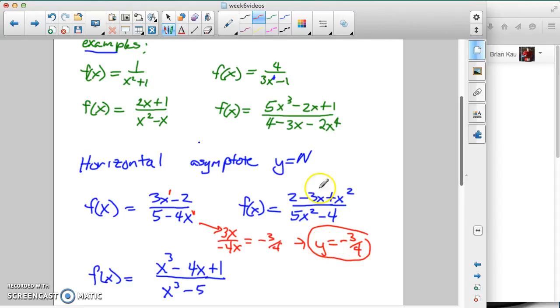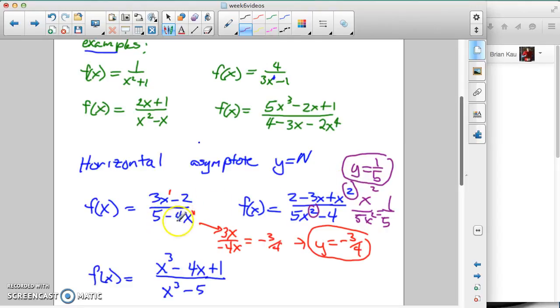Alright, now on my second example right here, our powers are 2. There's a squared here and a square here. So we would divide those two terms, x squared over 5x squared. And that reduces down to 1/5. So my asymptote there is going to be y equals 1/5 for that function.